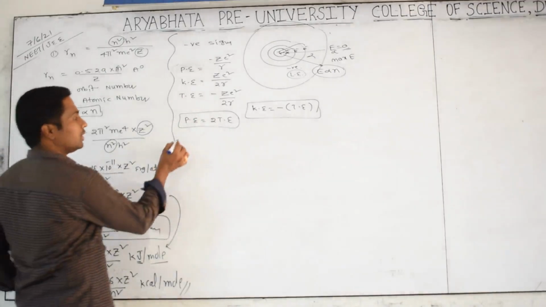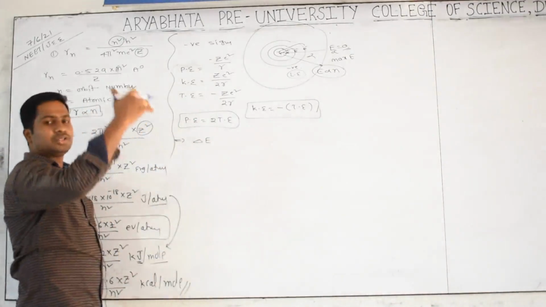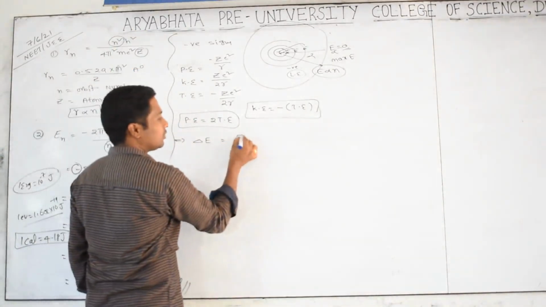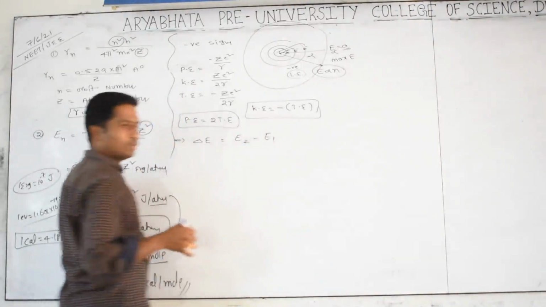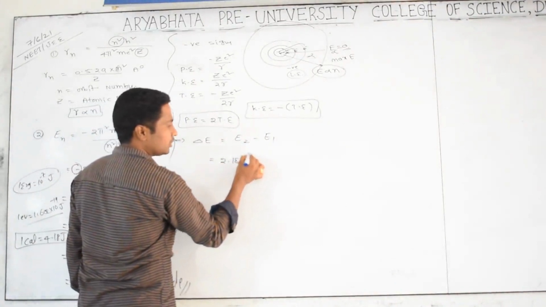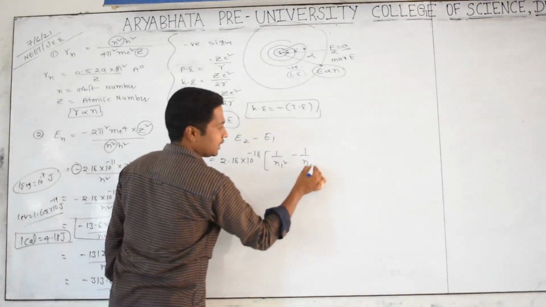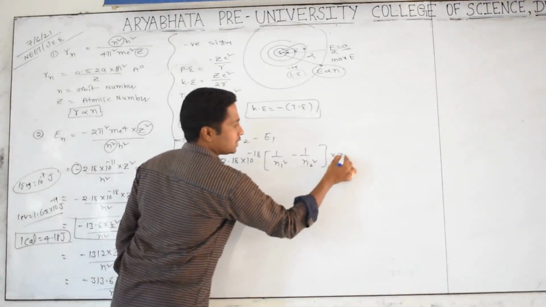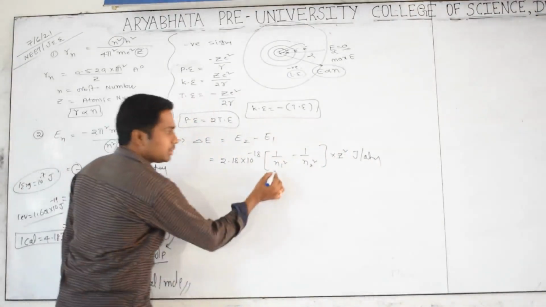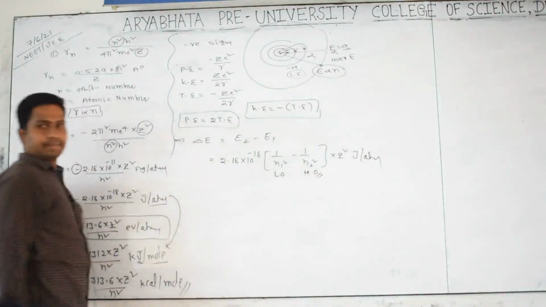Later we can go for another thing, the energy difference. When an electron jumps from one particular state to another, how can you get it? Energy of higher orbit minus energy of lower orbit. So we can get one common formula: 2.18 into 10 to the power of minus 18 into (1 by n1 square minus 1 by n2 square) into Z square, but the answer comes in joule per atom. n1 means the lower orbit number, n2 means the higher orbit number.